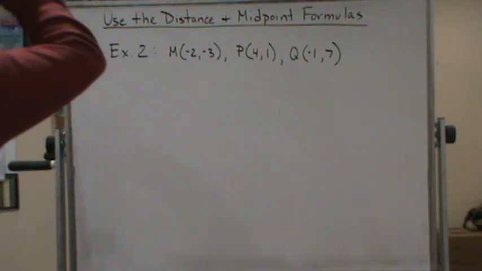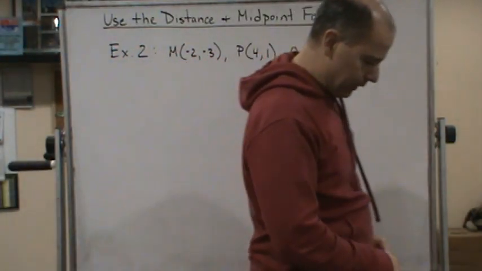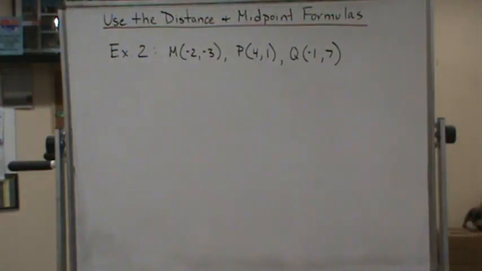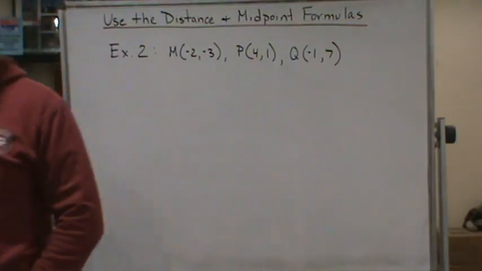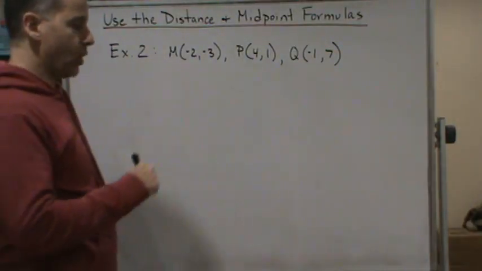All right, welcome back. Now we've got another example. Now in this example here, they give us 3 points. So one of the things that we can use the distance formula for is to verify triangles, right?